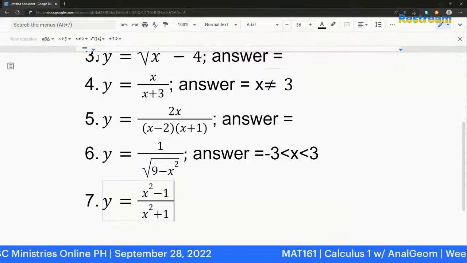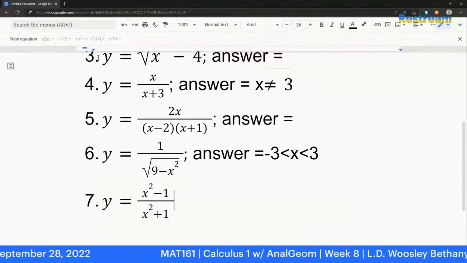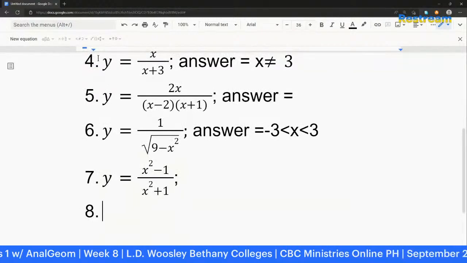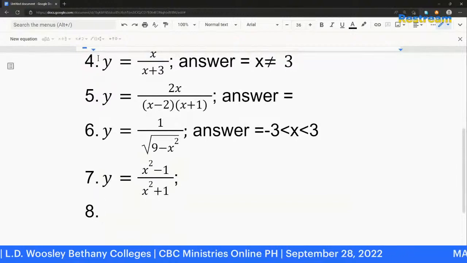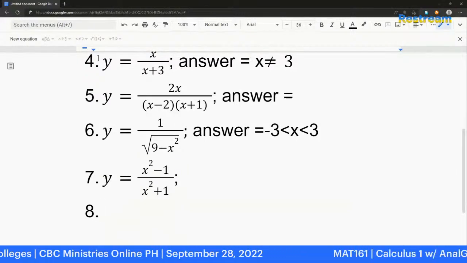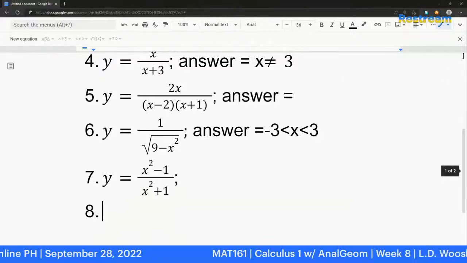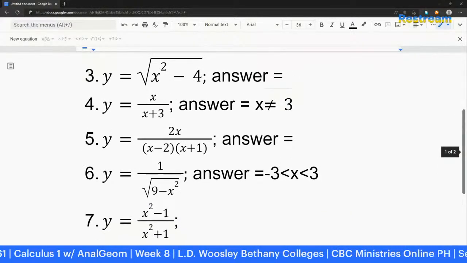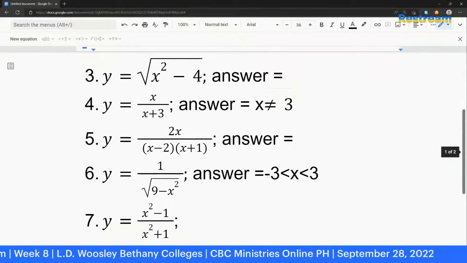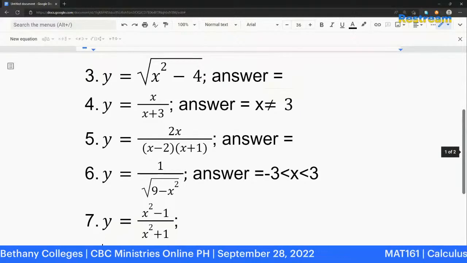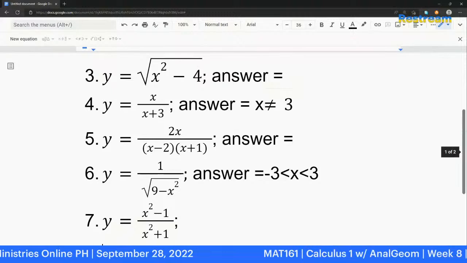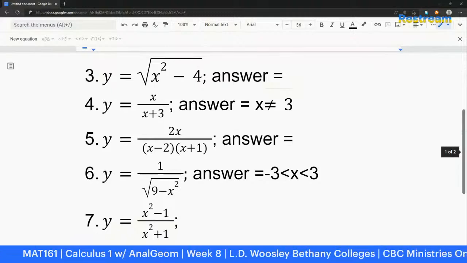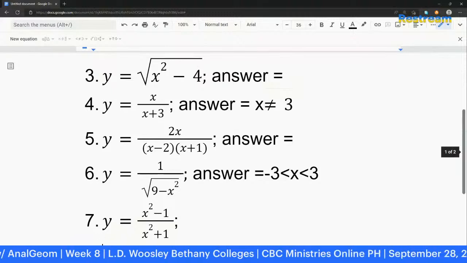That's one. So Josh, this is yours. And then Gian also. Alright, so may sagot na si Josh. Okay, for number 3. Hindi ko masyadong mabasa. Masyadong maliit yung chat box pala natin dito.